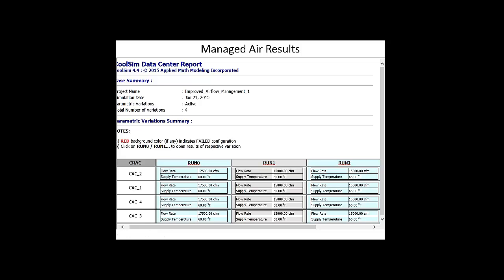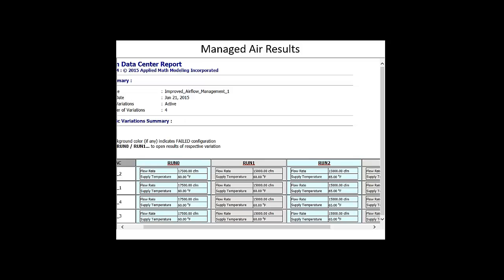One of the nice things about having a common cluster that we all run on, I mean CoolSim is client server and the server is a big HPC cluster, you can run multiple variations concurrently. So in this one I ran 4 variations, 0, 1, 2, and 3.